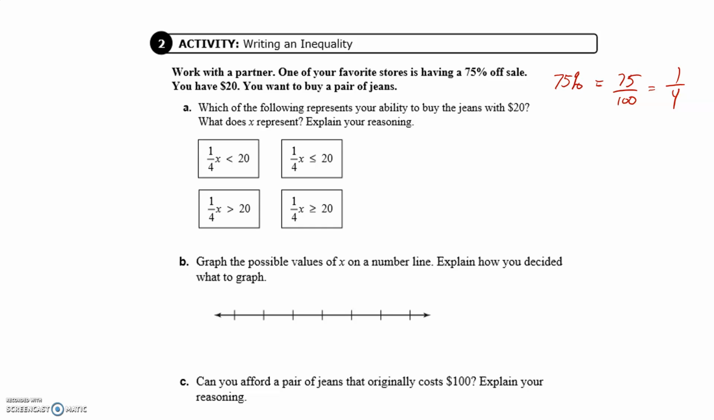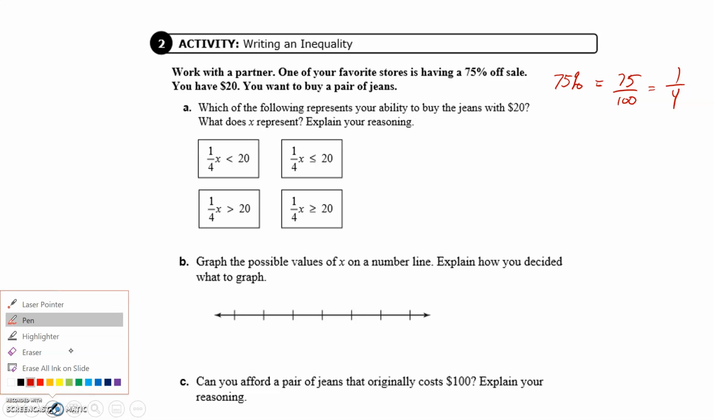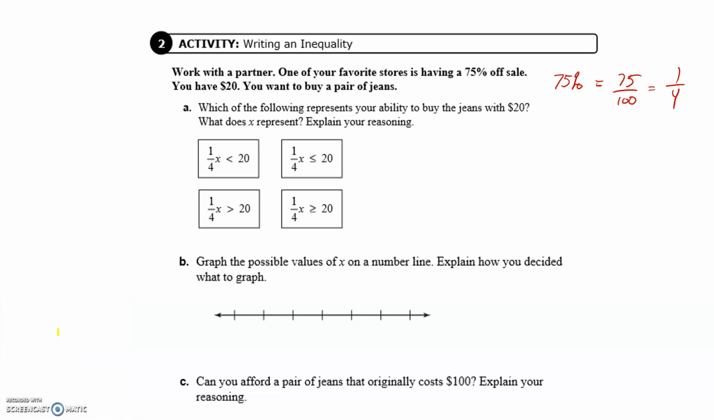All right. So which of the following represents your ability to buy the jeans with $20? What does X represent? Explain your reasoning. And so once again, very similar to the last one. I only have $20 to spend. So whatever the pair of jeans is going to be, it's got to be less than $20. But it can be $20, if we just assume that that's including tax. I guess in the real world $20 wouldn't be enough, but let's just assume there's no tax. So whatever the amount of money you spend on the jeans is going to be less than or equal to $20.